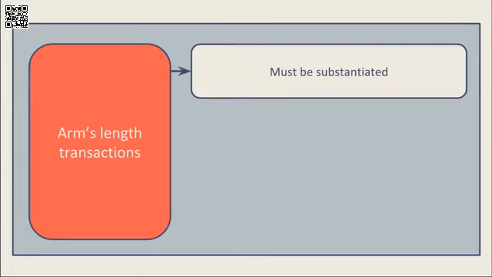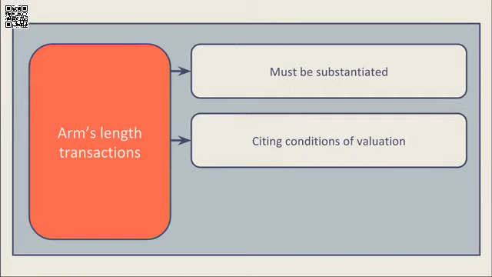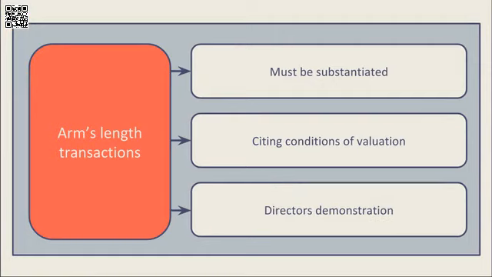Now, what if the transactions did occur at arm's length? This can only be stated in the financial statement if the arm's length transaction terms can be substantiated. Go back to our example of the land for $100 to the CEO's daughter. The claim of the transaction being at arm's length would require citing the conditions that the valuation was reached, i.e. the independent valuation was carried out and that the property was sold on the open market, etc. As you can see, the burden is on the directors to demonstrate that the transactions were at arm's length.